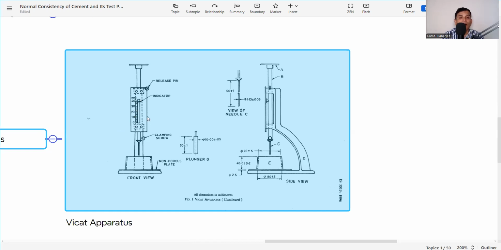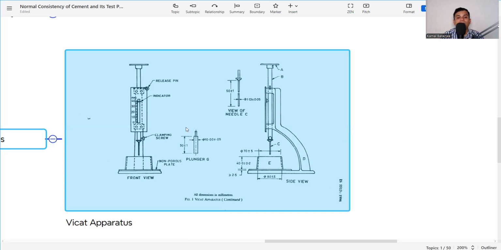Now, as per our requirement, whenever we are determining the normal consistency and placing this plunger and releasing it, the reading should be within 5 to 7 millimeter of the test, so that whenever we get the reading between 5 and 7, whatever the amount of water is required, that is the normal consistency of cement. We will discuss step by step how it is done. So here is a scale 0 to 40, and this plunger G should be used.